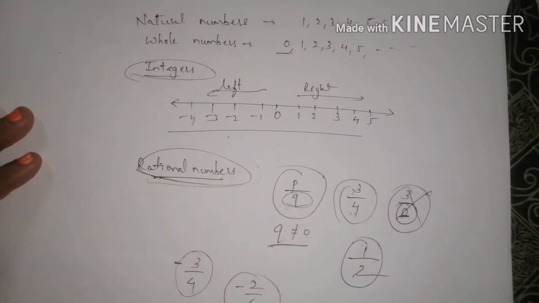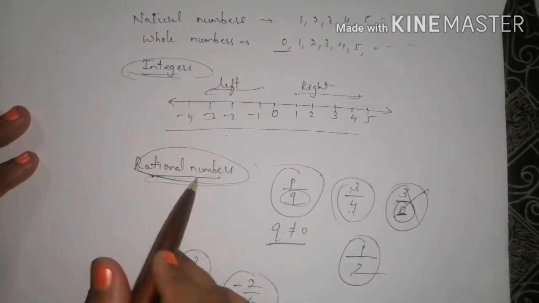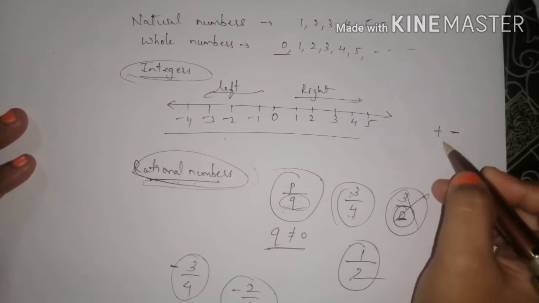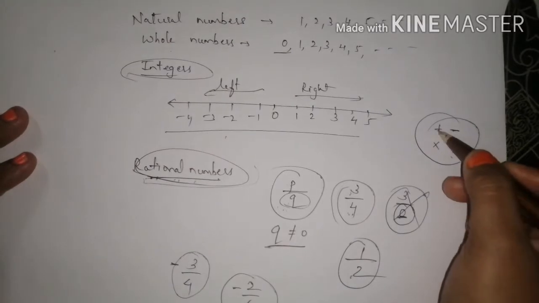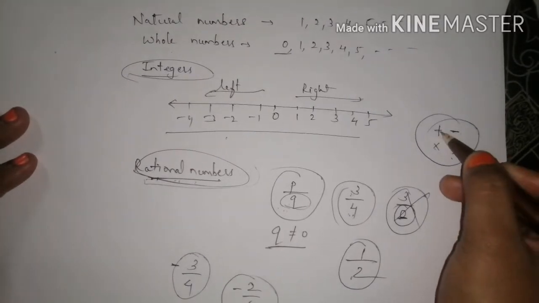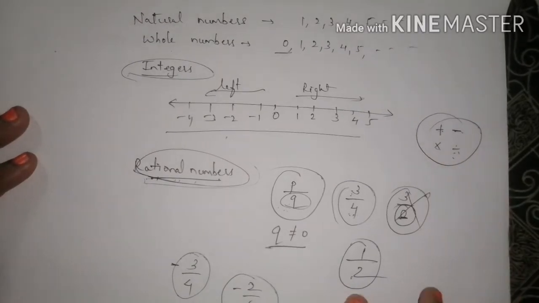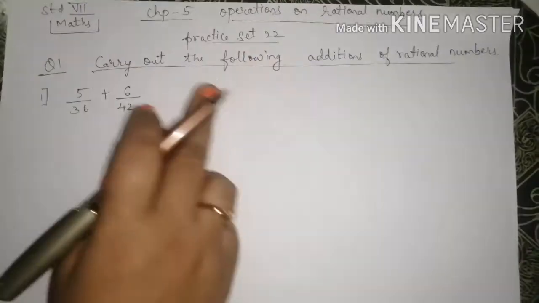So let us do this lesson number 5. It is based on the operations on rational numbers. We have studied there are 4 operations: plus, minus, multiplication and division. So we'll do addition of rational numbers, subtraction of rational numbers, multiplication of rational numbers, and division of rational numbers. Let us start with practice set 22 of chapter 5.